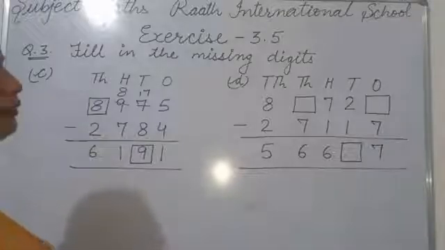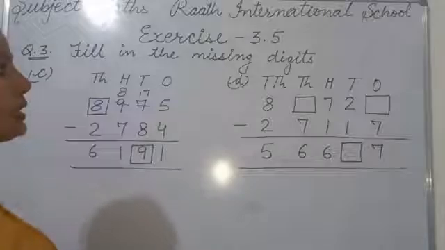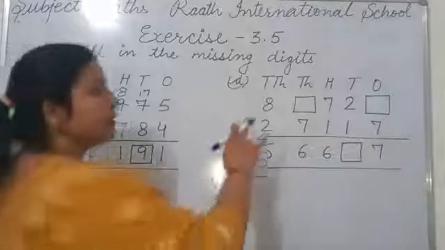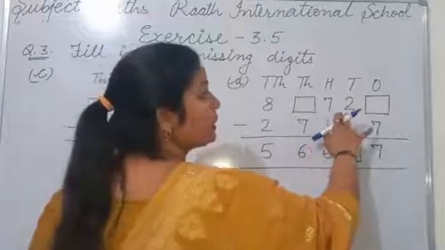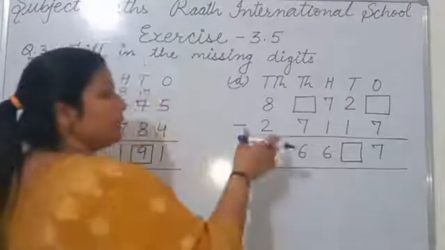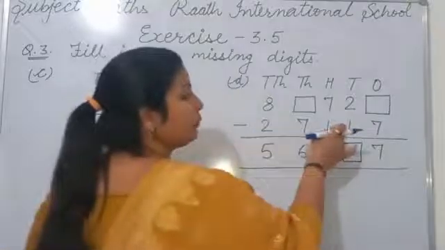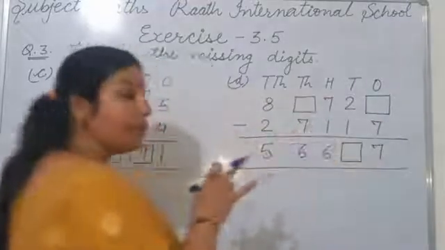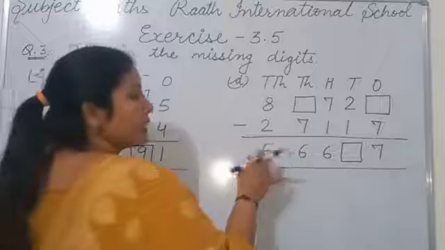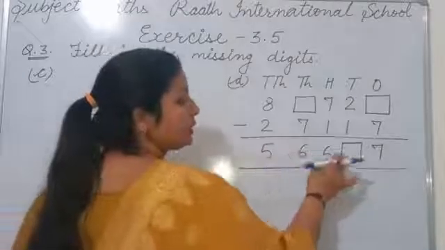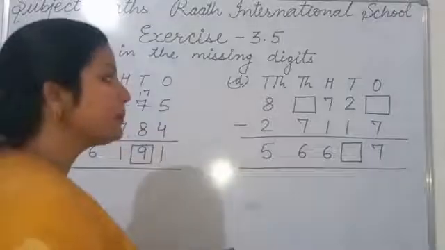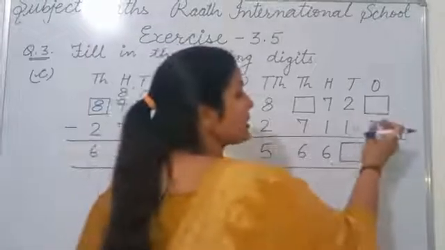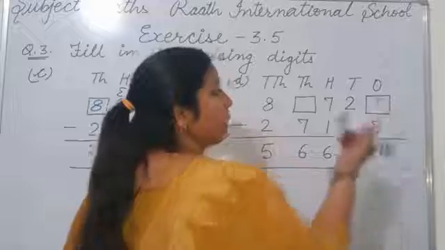In D part we have a 5-digit number. Here the ten-thousands digit is 8, the thousands is missing, hundreds is 7, tens is 2, ones is missing, so the number is 27,170. In the answer, there is given 56,600, tens is blank, then 7 in ones. So let me do the subtraction. We will start from ones, and we have to find the minuend.